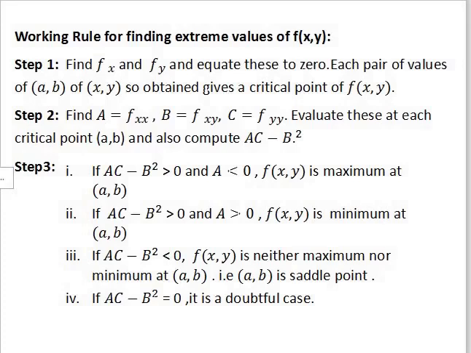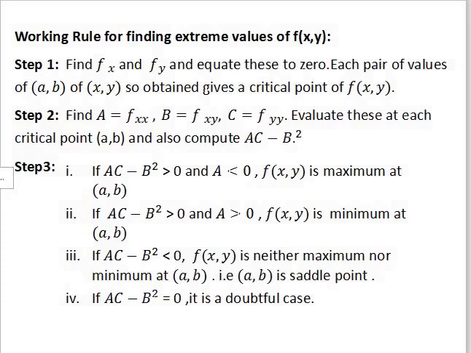Step 3. First one, if ac minus b square is greater than 0 and a is less than 0, then we say that the function f of x comma y is maximum at point a comma b. Second one, if ac minus b square is greater than 0 and a is greater than 0, then the function f of x comma y is minimum at point a comma b.